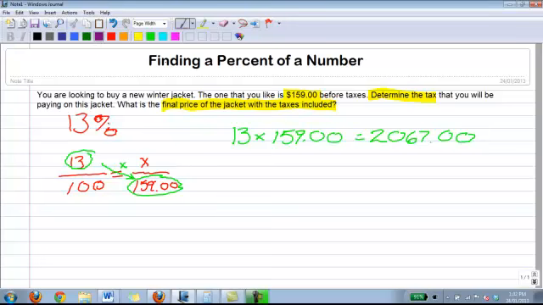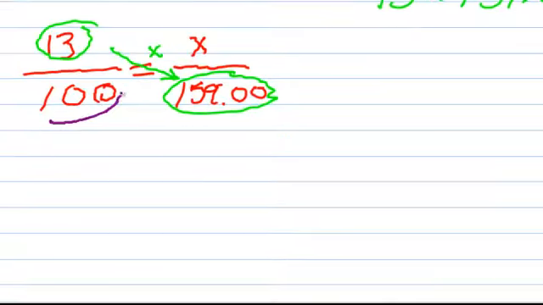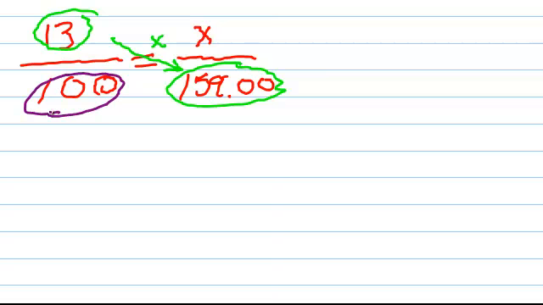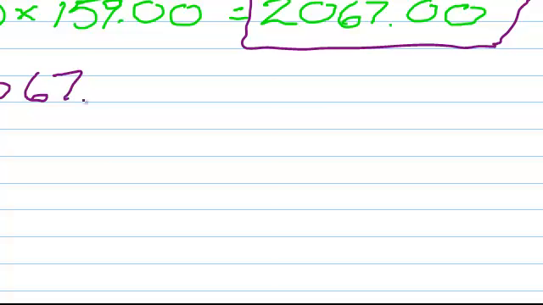Now the final step to solving this problem is after you've cross multiplied, we're going to take that number that we found from the cross multiplication and we are going to divide it by the number that we did not use in the left fraction. So that's going to be 2,067 divided by 100.